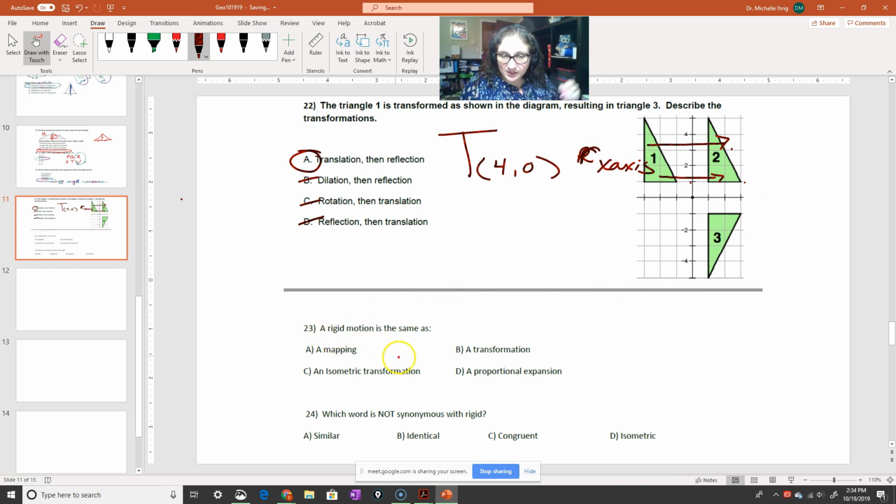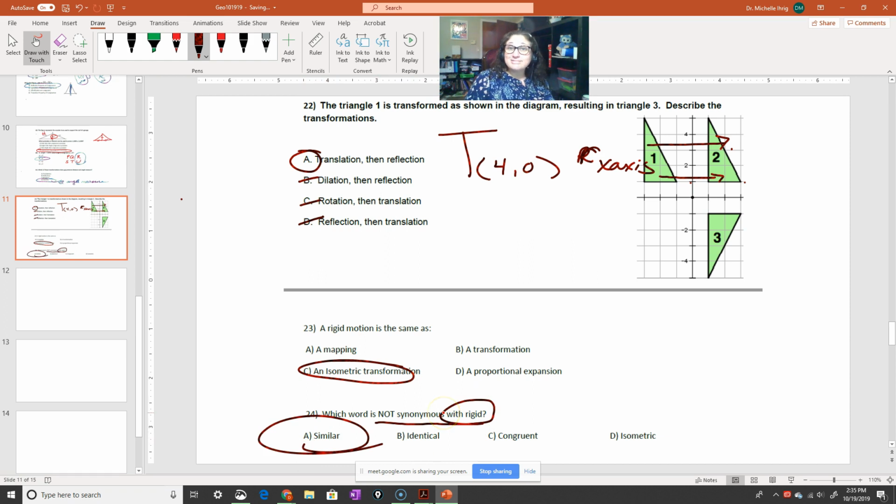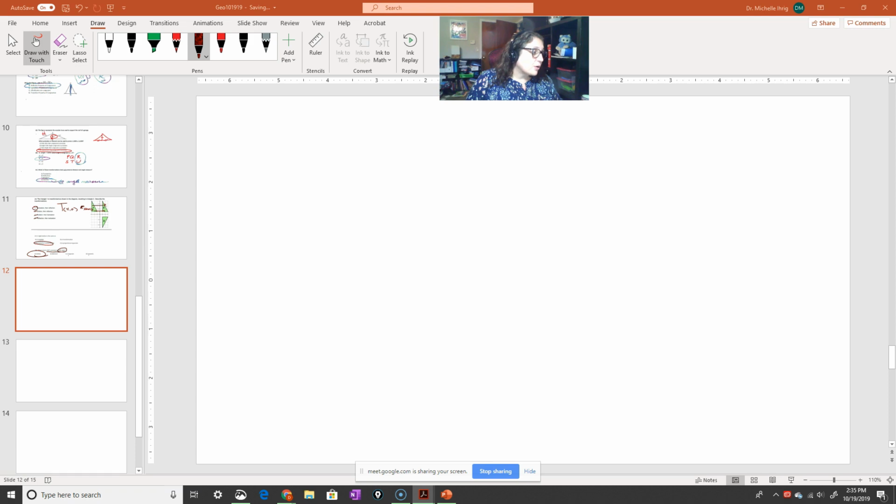Rigid motion is the same as an isometry and isometric transformation. Which word is not synonymous with rigid? Similar. Identical obviously is the same. Congruent also means the same. And isometric obviously goes with rigid. So similarity is, of course, dilations only.